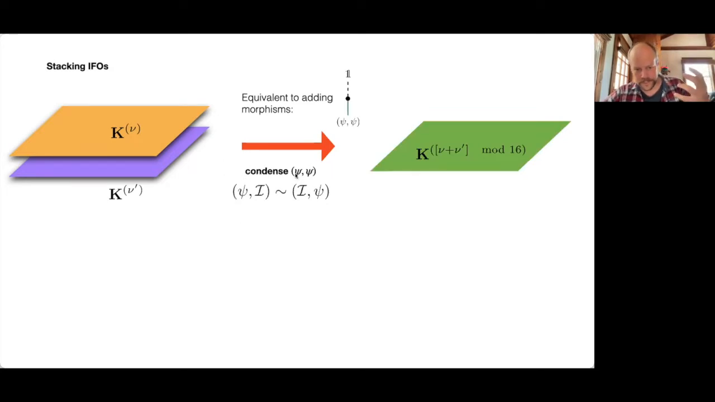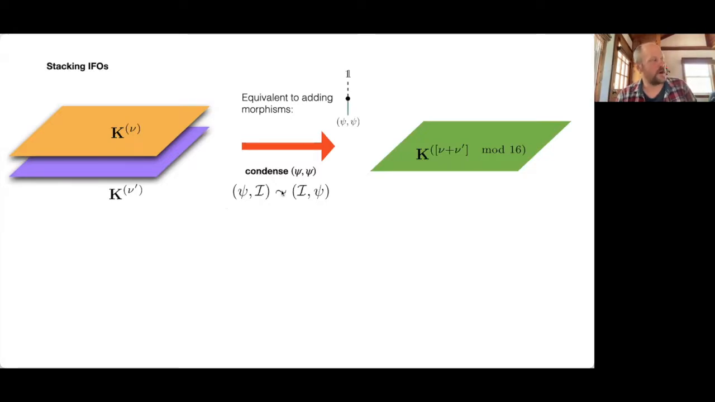So the object you want to condense or fluctuate over your system is this composite particle of a fermion from layer 1 and a fermion from layer 2. And what that does is identifies the fermion from layer 1 with the fermion in layer 2.